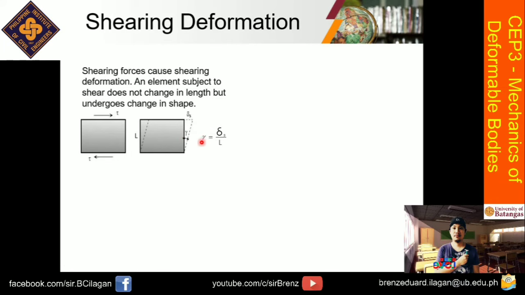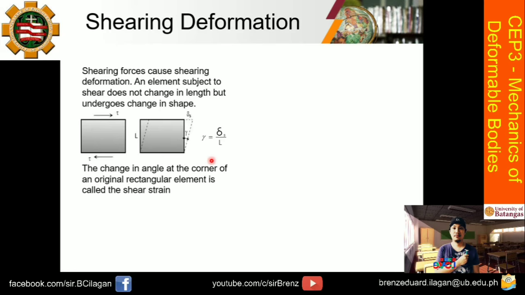So wag malilito kasi si gamma, magkikita kayong dalawa ulit niyan sa soil mechanics and also foundation, etc. And also fluid mechanics, mabenta rin to sa mga fluids. So the change in angle at the corner of an original rectangular element is called the shear strain. So ito nga siya, yung ating gamma.